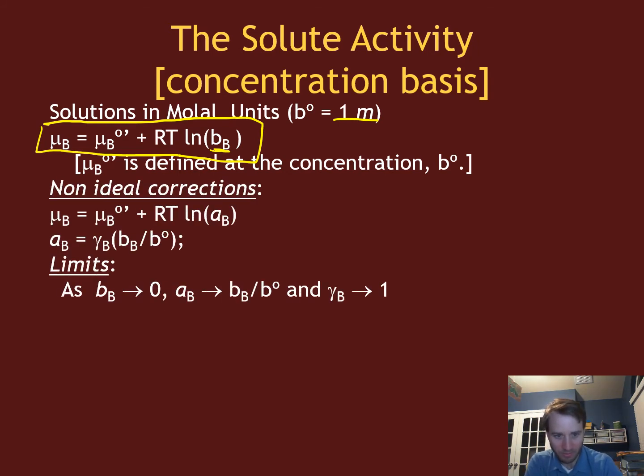And so again, that's our real case. So our ideal case is again related to activity, and then this activity is defined as the activity coefficient times the molality, divided by 1 molal solution, to get rid of the units here. This activity is still unitless. And so, as before, as the molality goes to 0, the activity approaches that molality, and the activity coefficient still equals 1.